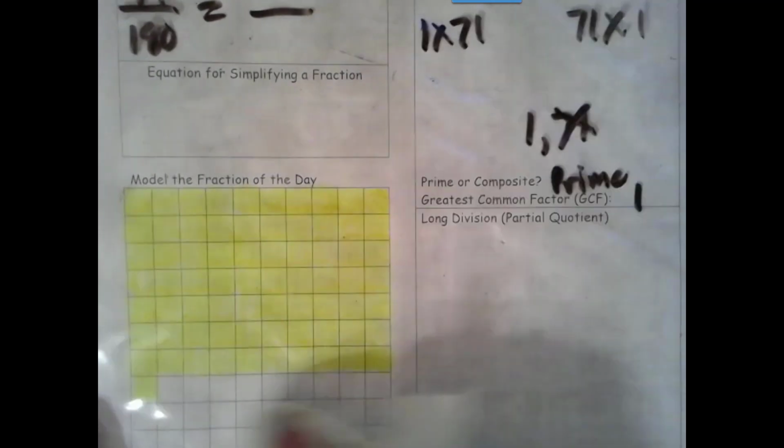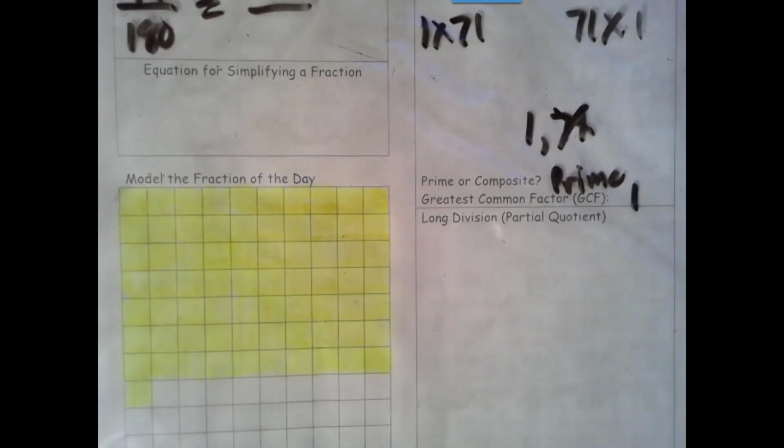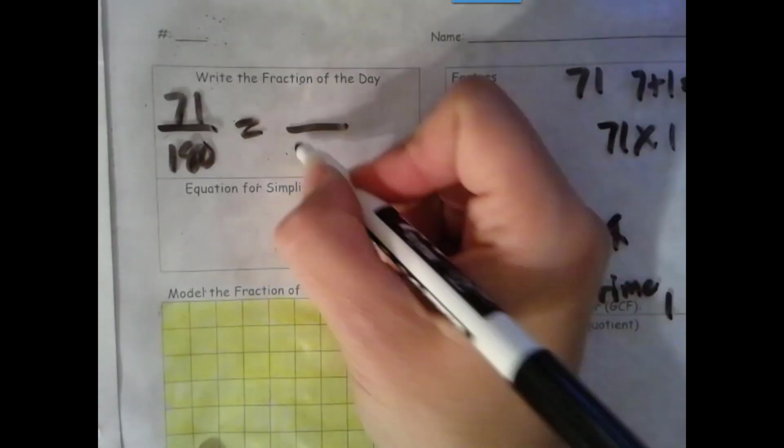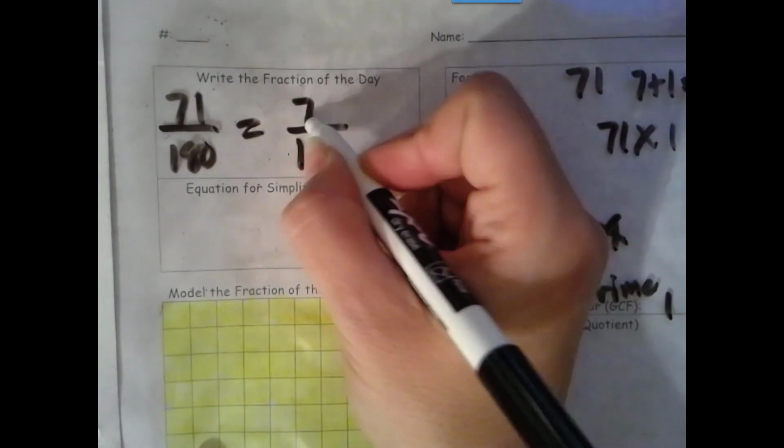Let's make our groups of 1. Done. How many total groups of 1? 180. How many are shaded in? 71.